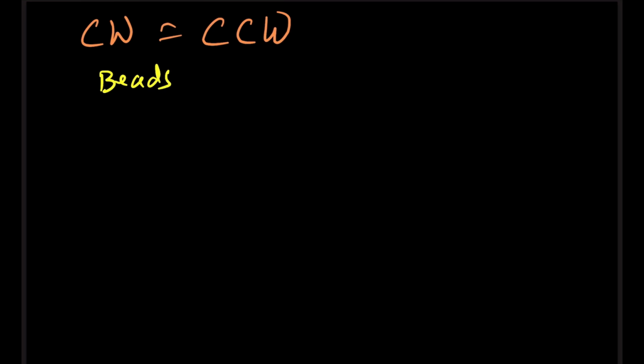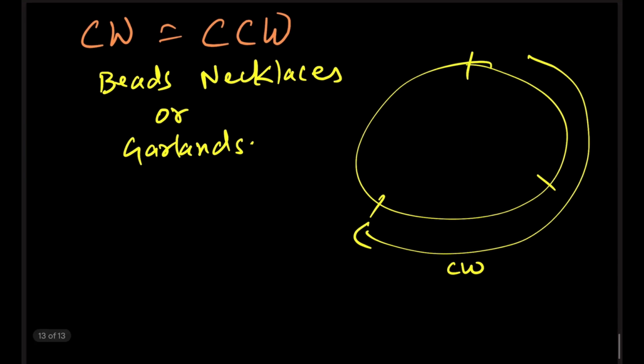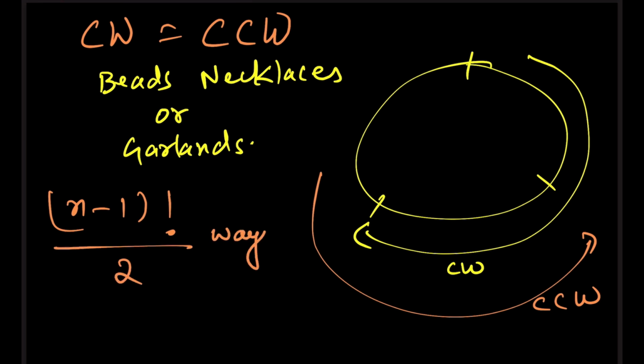There is a special case: suppose the clockwise arrangement and counterclockwise arrangement are the same, as for example in garlands, beads, or necklaces. In that case both the clockwise as well as anti-clockwise arrangements are the same. So here we divide n minus 1 factorial by 2. This will be the number of ways. I hope this special case is also clear.